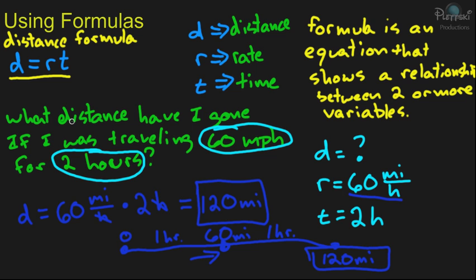Okay, that's one example of using a formula. And there could be other ones. They may give you the distance you traveled and how fast you were traveling, and then ask you, how long did it take you to travel that? Or how long did it take someone else to travel that, given how far they had to go and how fast they went. And in the next video, we'll look at a couple more examples.